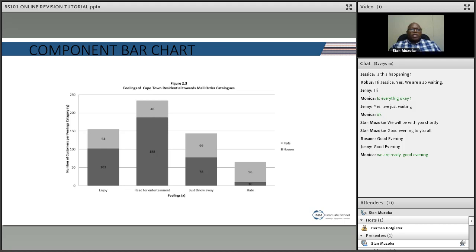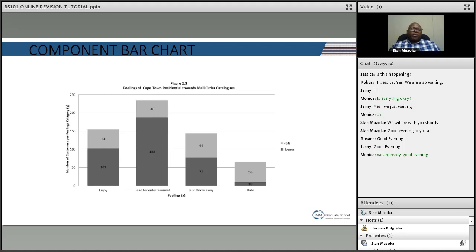What we see here is the component bar chart, which tells you, as you look at the key, that the darker shade is respondents that dwell in houses, and the lighter component of the chart is those that dwell in flats. Therefore, you are able to say most of the people that will enjoy the catalog will be in houses, so to speak.